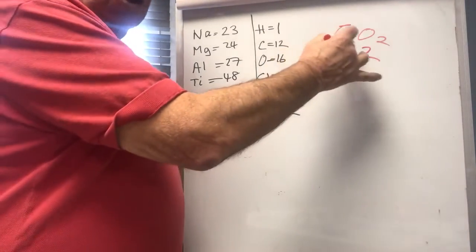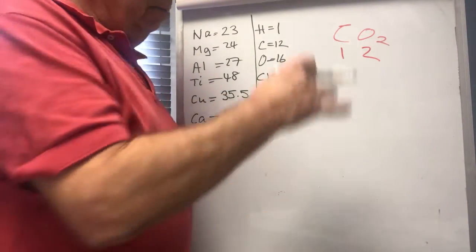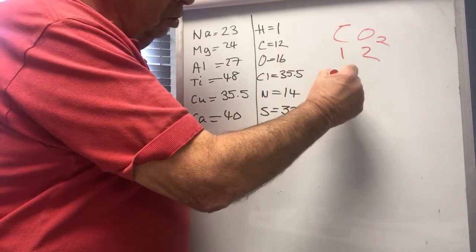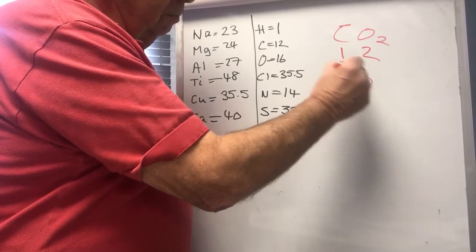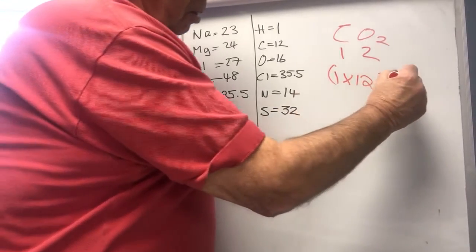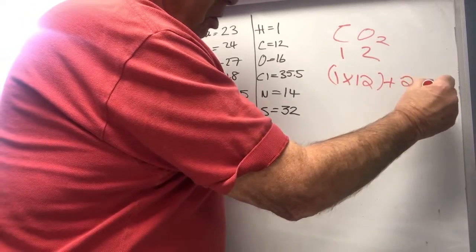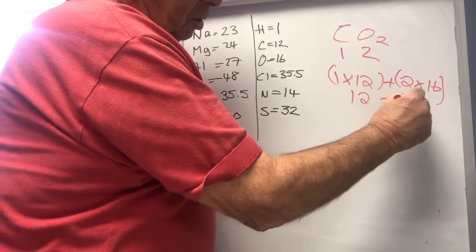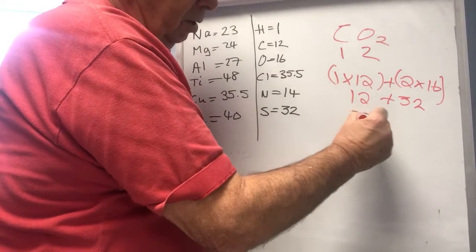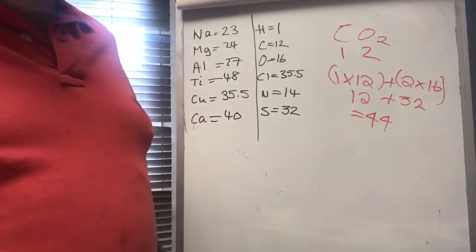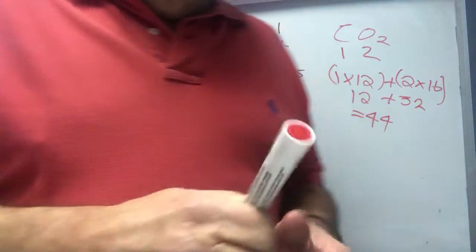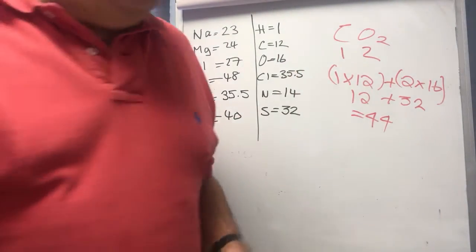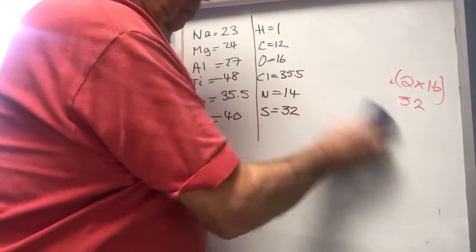Therefore, let's just total up the atomic masses of 1 carbon and 2 oxygen, so it's going to be 1 times 12 plus 2 times 16, which is 12 plus 32. Add them together, you get 44. So therefore, the relative formula mass of CO2, carbon dioxide, is 44.